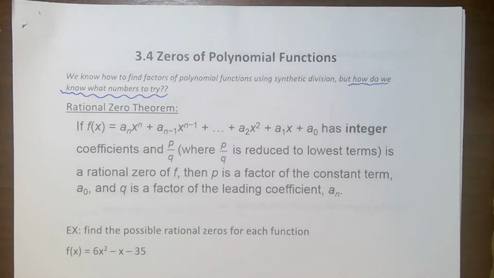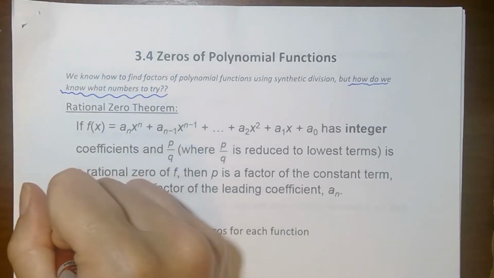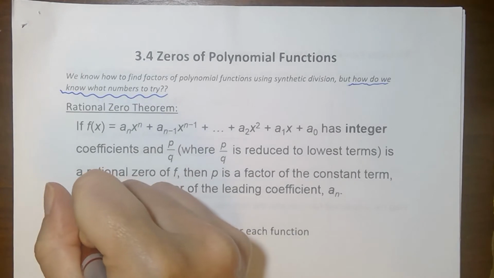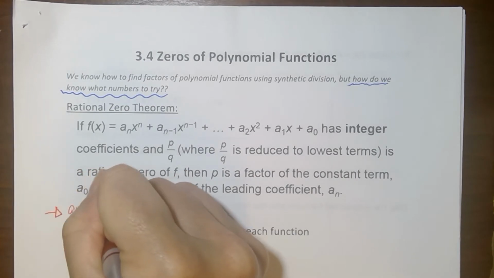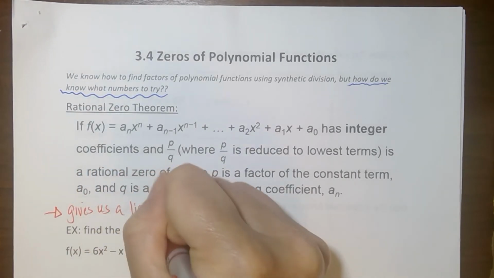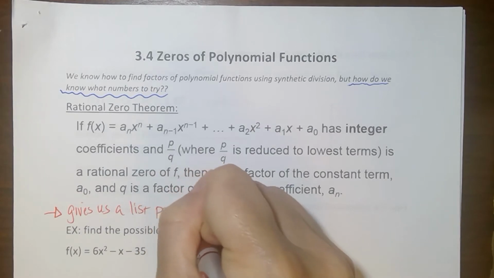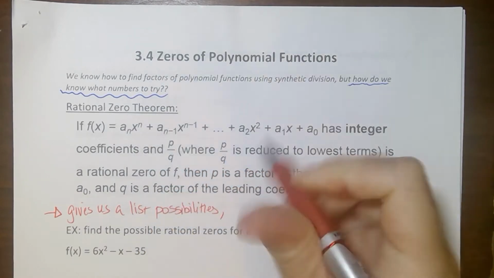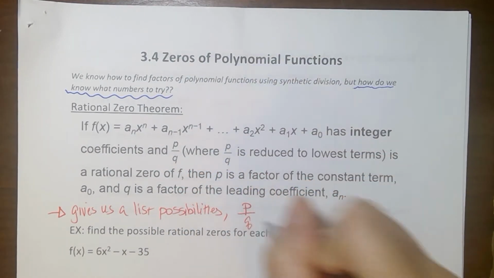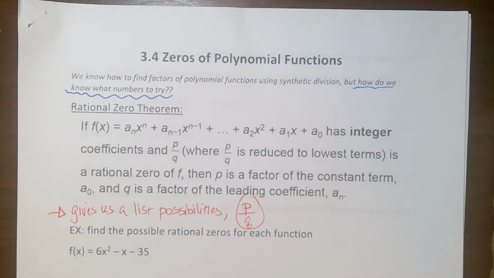Our rational zero theorem is how we narrow that down. Our rational zero theorem is going to give us a list of possibilities P over Q. It gives us a list of possibilities, things to try, and that list is in the form of P over Q. Now, let's read the theorem and interpret what it says.